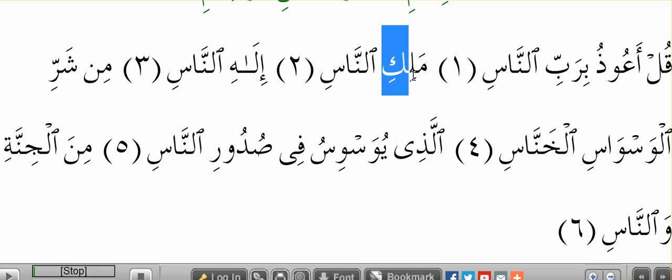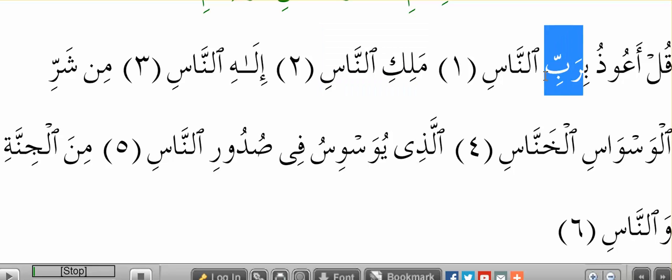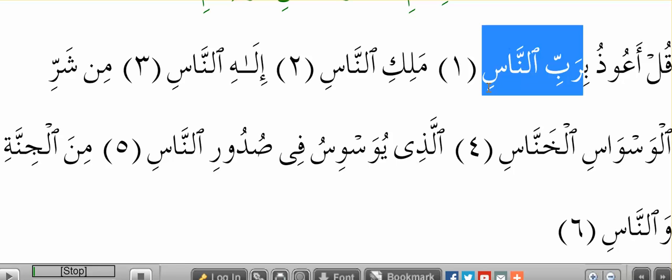Where is the substitute? Who can point out what's the substitute? No, no, no. That's not what it is. We put king of mankind in the place of Lord of mankind. Say, I seek protection in the Lord of mankind. The king of mankind is what we call a substitute, al-badal. So you can remove Lord of mankind and put king of mankind in its place.